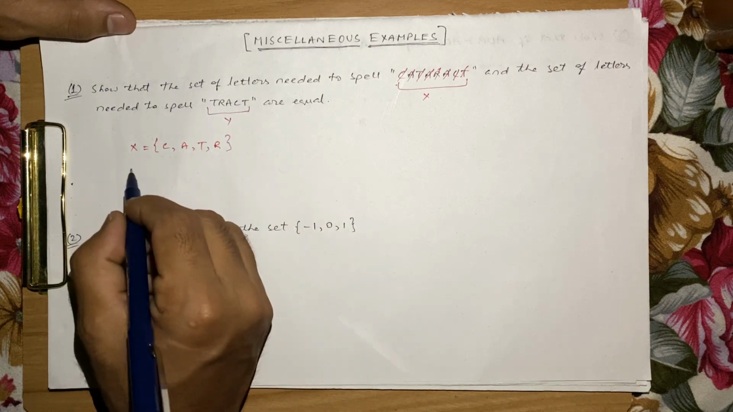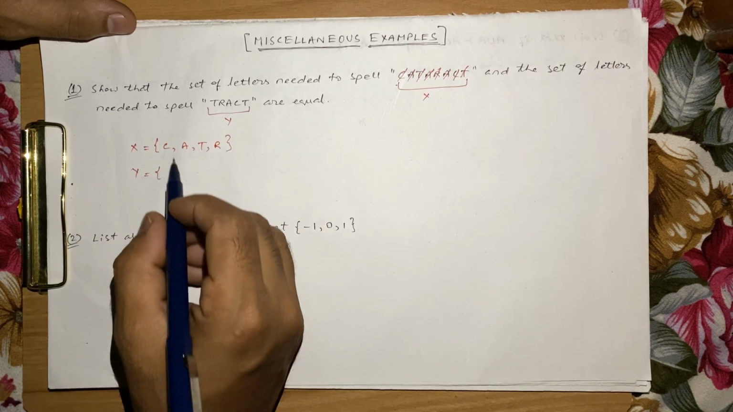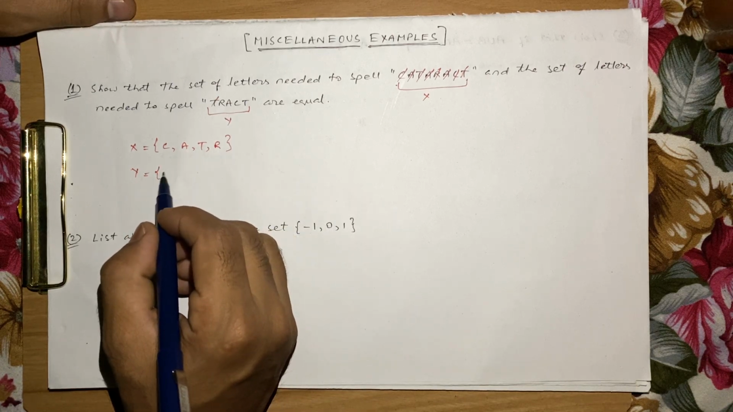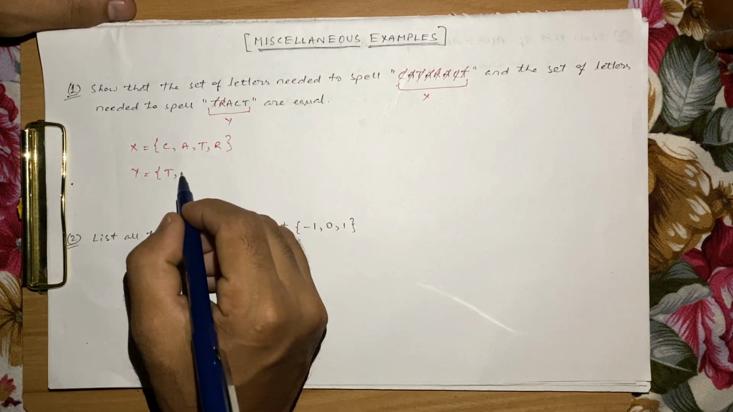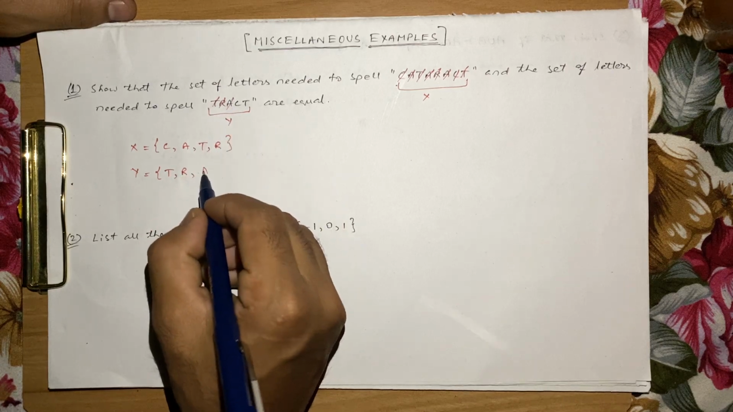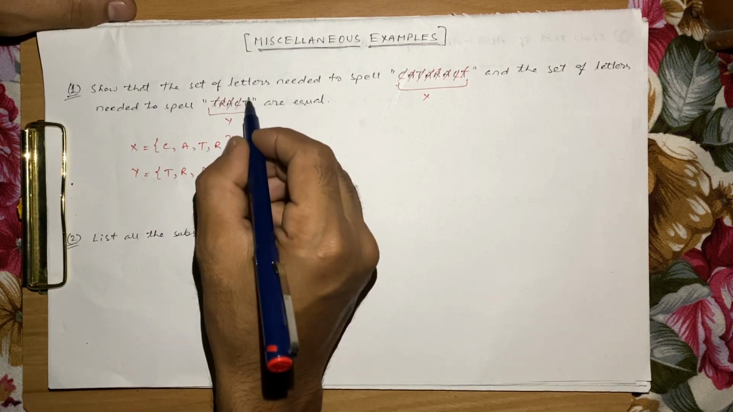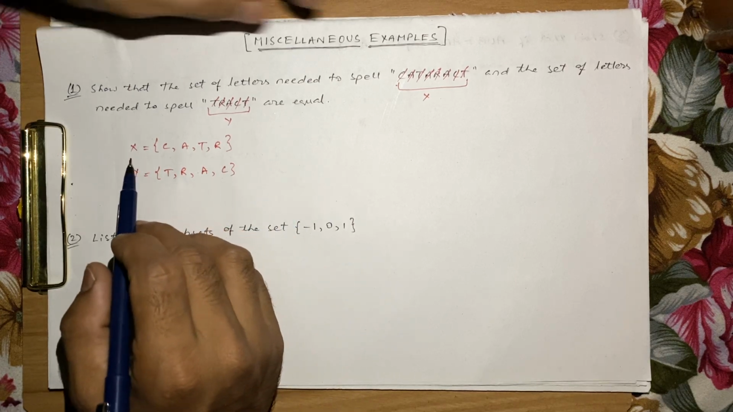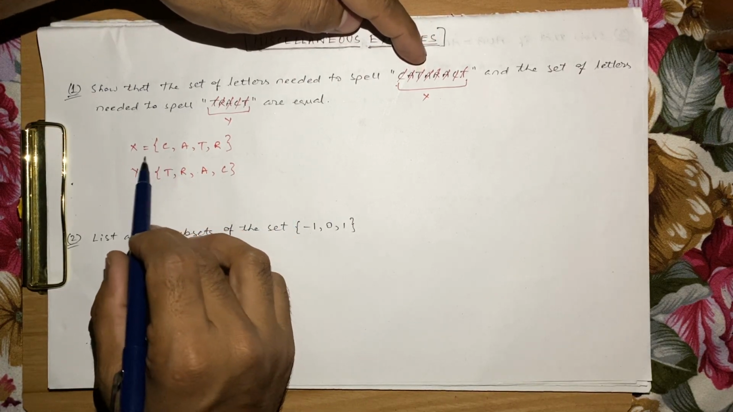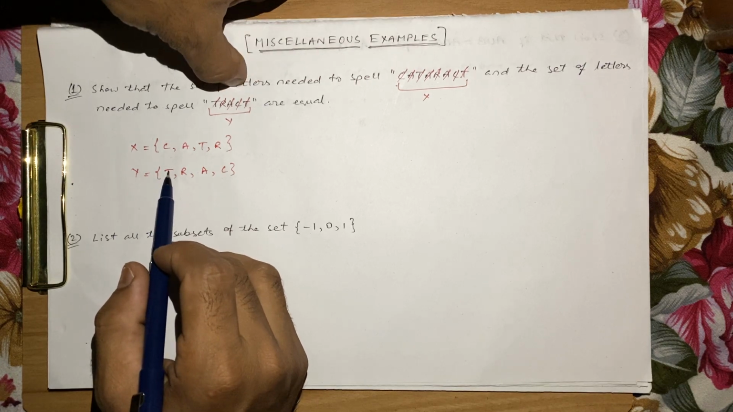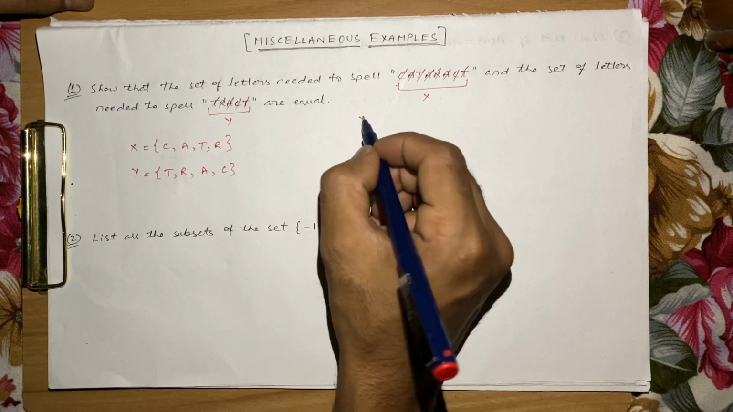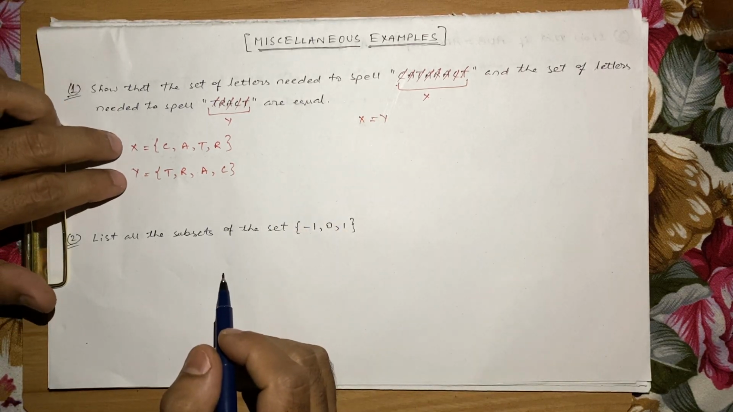And if you try to form the set of letters in the word tract, what will the set look like? Let's take the first letter, T, and then R, then A, then C, and then T. I have T already. So now you have both the sets. The set of letters of the word cataract is this, the set of letters for the word tract is this. Now you need to show that set X is equal to set Y, meaning both the sets are equal.